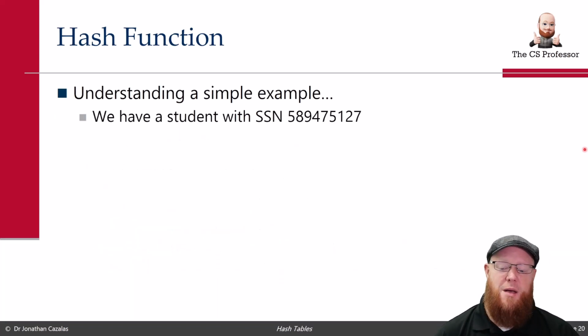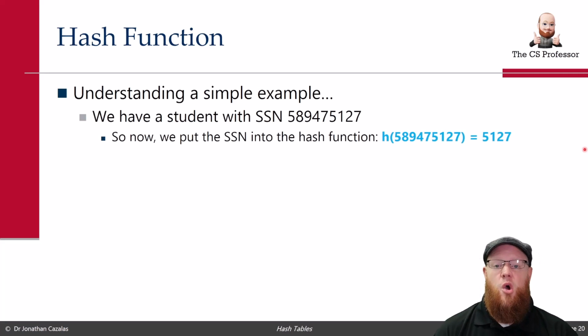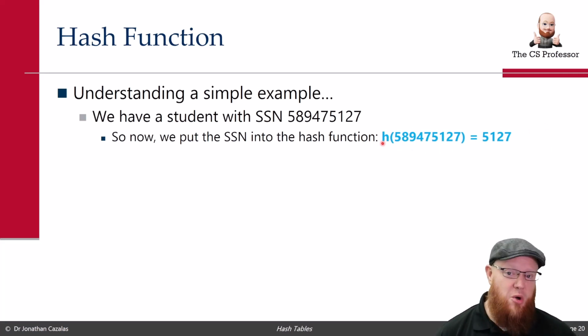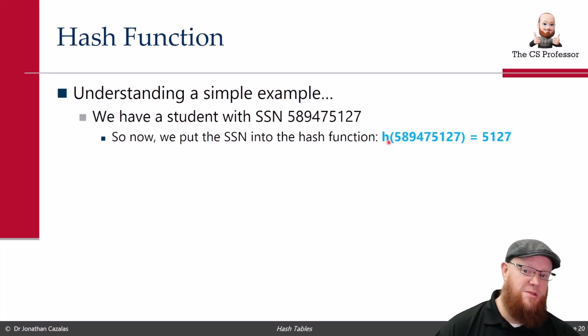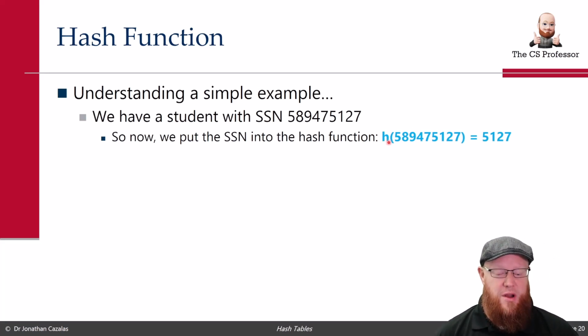So let's go over an example. We have a student with this particular social, 589475127. We're going to take that social and input it into a hash function. This can literally be a few lines of code, its own method, or its own function, and that function is going to spit out a smaller version of that key. How? You could use some special math. We're going to go through some different options.